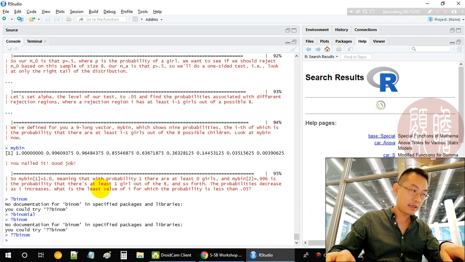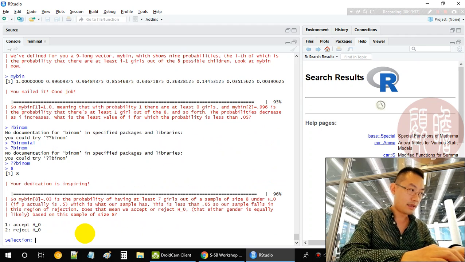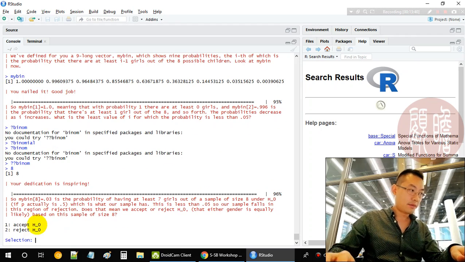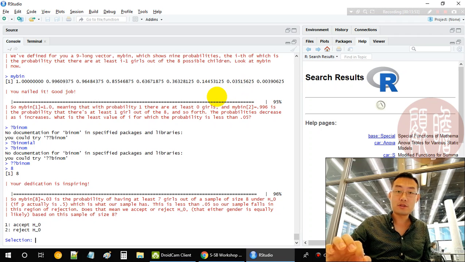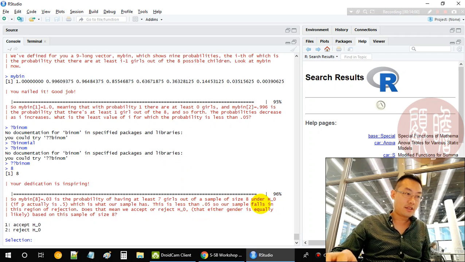So, what is the smallest value of i for which the probability is less than 0.05? It's this one. So this is 1, 2, 3, 4, 5, 6, 7, 8. Let's move on first. The entry for 8 is the probability of having at least 7 girls. So the chance of having at least 7 girls is around 3%. All these percentages are from the binomial distribution. These are fixed numbers. This is less than 0.05, so the sample falls in the region of rejection.